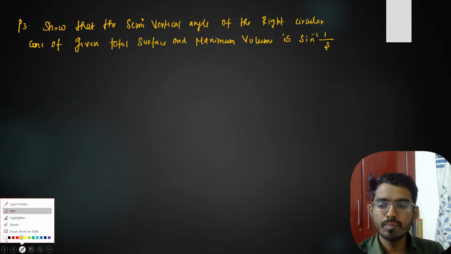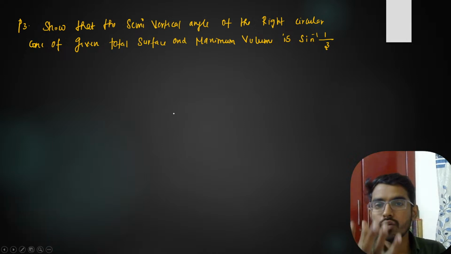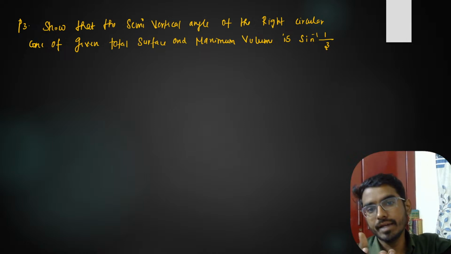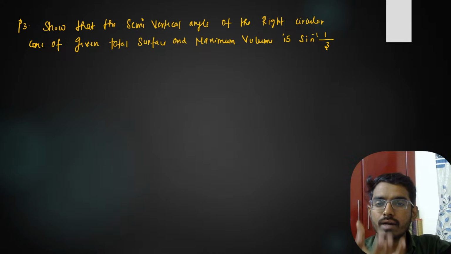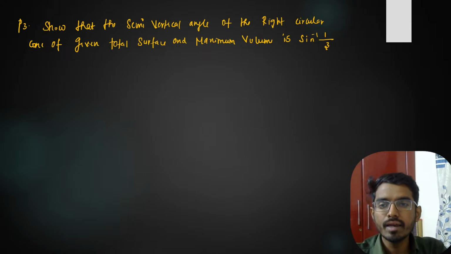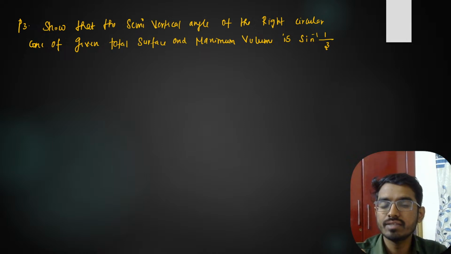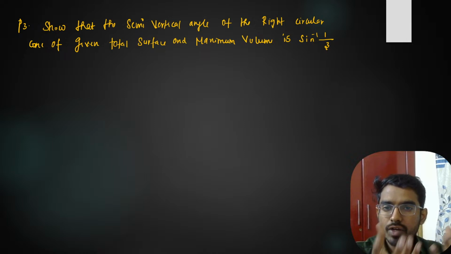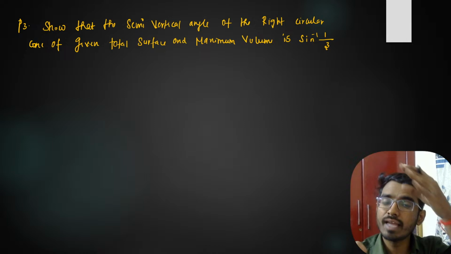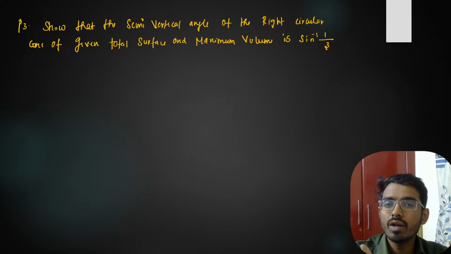See, this is alike to the previous problem. In the previous problem, they gave you a cone with a slant height. We showed that a cone with a given slant height will have maximum volume when the semi-vertical angle is tan inverse of root 2. Here, they have given you a cone with the total surface area, that is CSA plus the base, that is TSA. The previous problem, they gave you a cone with slant height. That cone will have maximum volume when the semi-vertical angle is tan inverse of root 2.